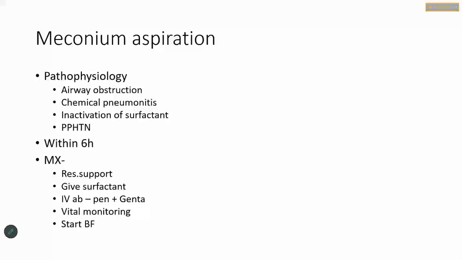So here, another confusion: we can't straight away exclude congenital pneumonia in a case of meconium aspiration. So we will be starting IV empirical antibiotics, penicillin and gentamicin, until the congenital pneumonia is excluded, and we will monitor the child. Once the child is normal, we will start breastfeeding. This is the meconium aspiration. I have explained why we are giving the antibiotics and why we are giving the surfactant. These are the reasons we are giving both these drugs.